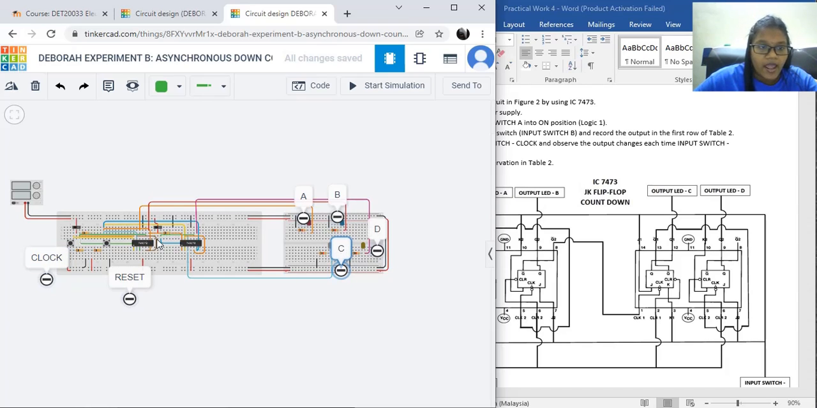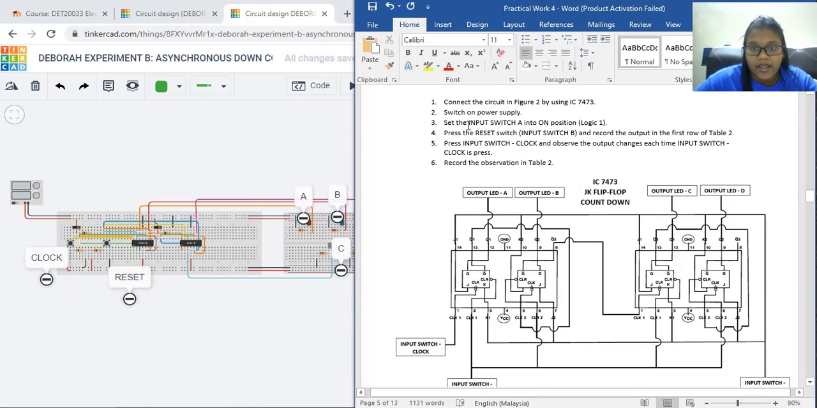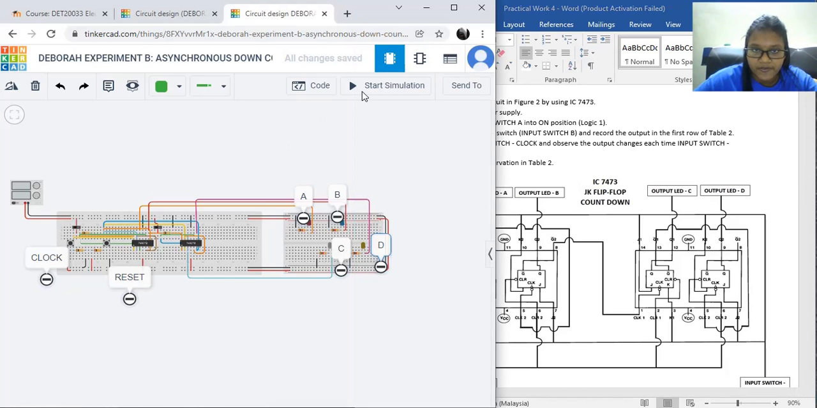Okay, and then I have used 8 resistors, of which 4 are 10 kilo ohm and another 4 are 1 kilo ohm. The two 10 kilo ohm resistors will be under the switches, and the other two 10 kilo ohm resistors will be under the push buttons, and the other 4, which are 1 kilo ohm, will be under the LEDs. So as per the lab sheet, I have switched on the power supply and set up all these things, and I'm going to start the simulation first.